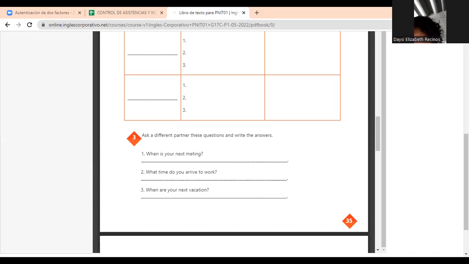Number two. What time do you arrive? He arrives. ¿Cómo es que la pregunta la lee bien y la respuesta lo cambia? Dice arrives. He arrives con la S. He arrives at 6:30 a.m. Okay. Número tres.